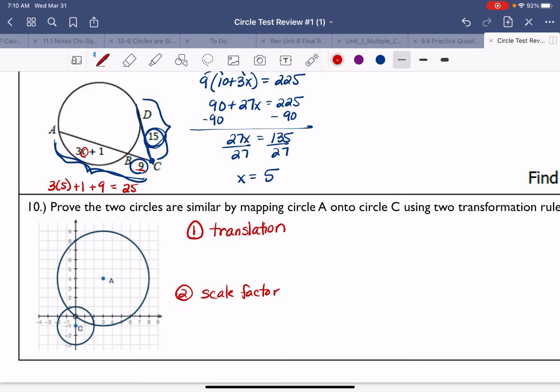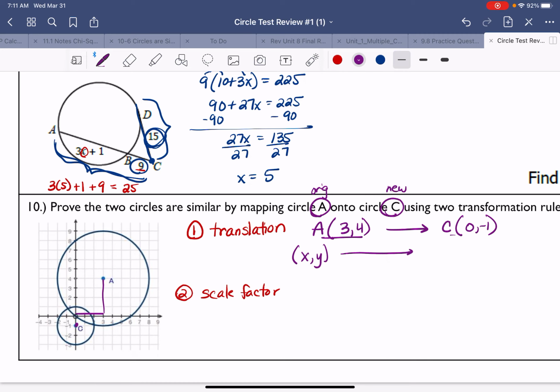All right. So as far as the translation is concerned, we're mapping A onto C. So this is kind of like the original circle, and this is the new circle that we're trying to translate it onto. So our point A was at 3, 4. And then point A got mapped onto point C, which is 0, -1. So again, your goal here is to come up with a transformation rule that led you from this point all the way up to this point right there.